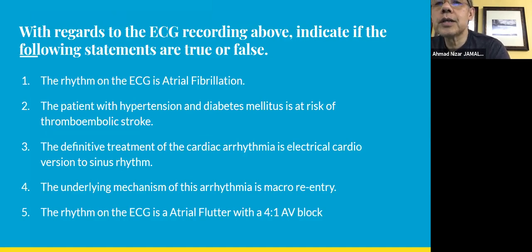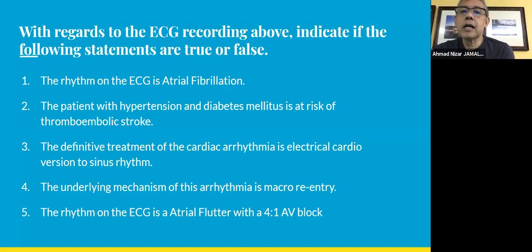The third statement is, the definitive treatment of this cardiac arrhythmia is electrical cardioversion to sinus rhythm. The answer is false. It is a treatment of choice to revert the patient to sinus rhythm, because atrial flutter is particularly resistant to conversion by antiarrhythmic drugs. Probably the antiarrhythmic drug that is useful is intravenous ibutilide, which is a class 1C agent, but it is not available in our country.